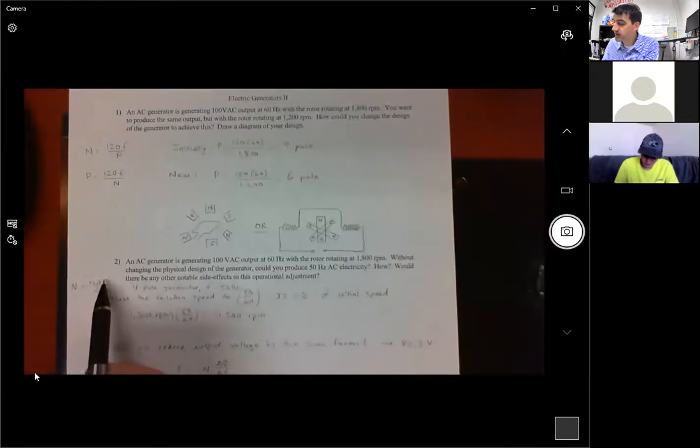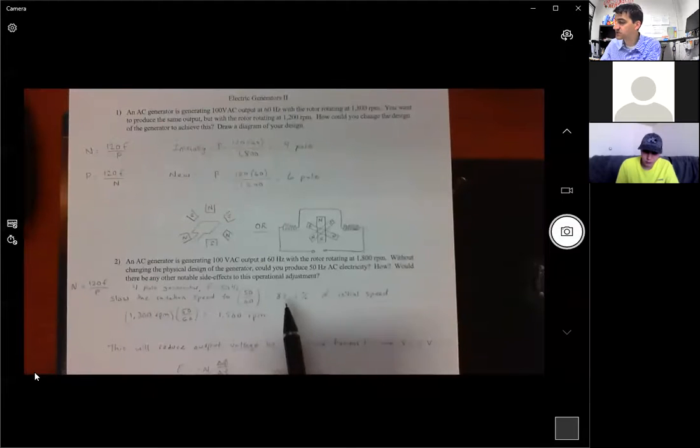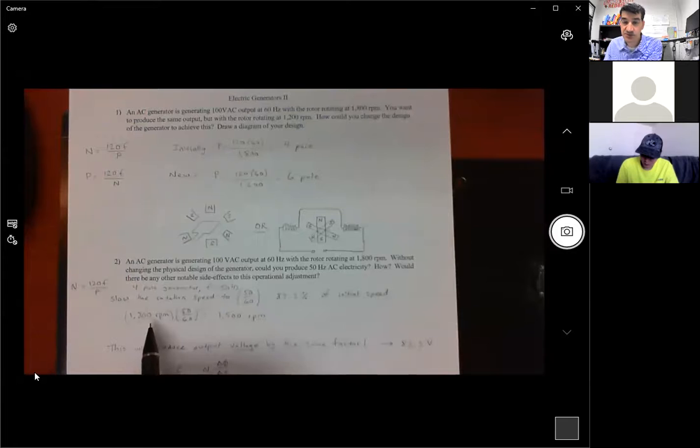But what we can see by this equation is that if P is constant, and we can't change that, then there's just a direct linear relationship between the RPM and the output frequency. So we need to slow the rotation speed to 50/60ths of what the initial RPM was, which is 83.3%. So 1800 RPM, which was the initial RPM, times 5/6 equals 1500 RPM.